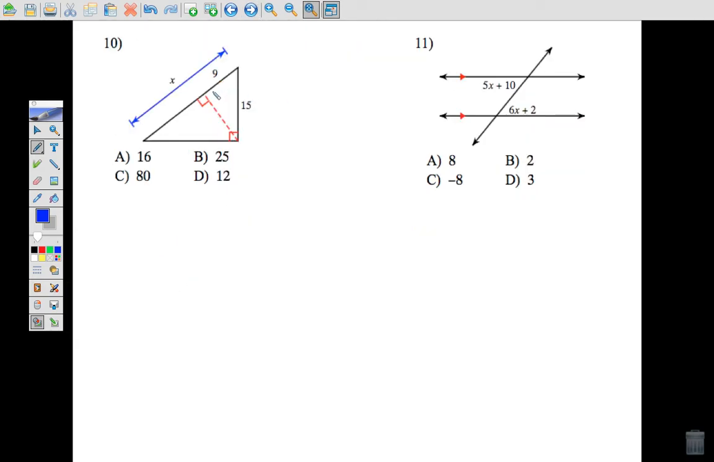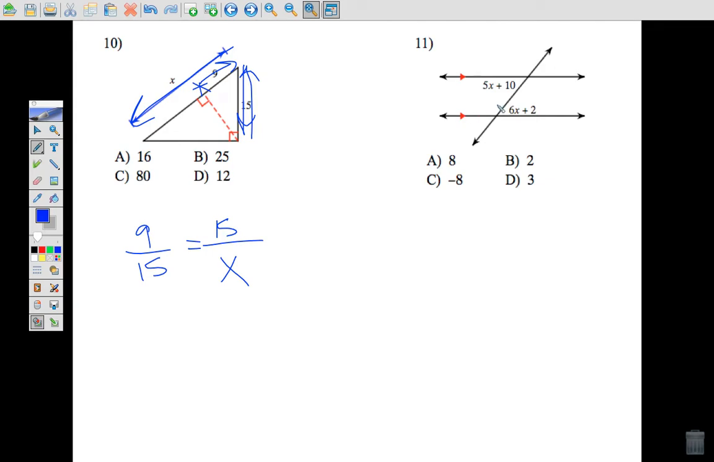And here we have an L pattern. That's one that starts where the altitude meets the hypotenuse and goes towards the leg you have. So we're talking 9 over 15. Then you do the same leg, 15, over the entire hypotenuse, which is x. And then you'll cross multiply and solve. Notice these are the same again.